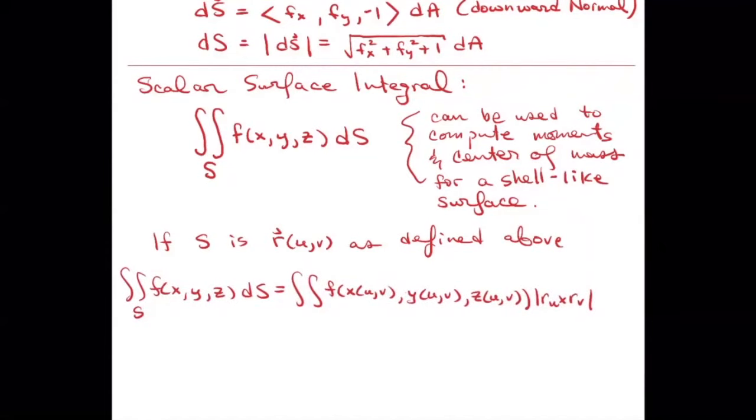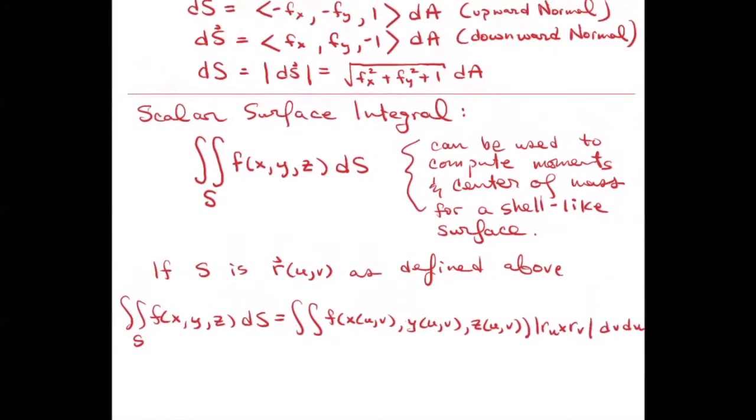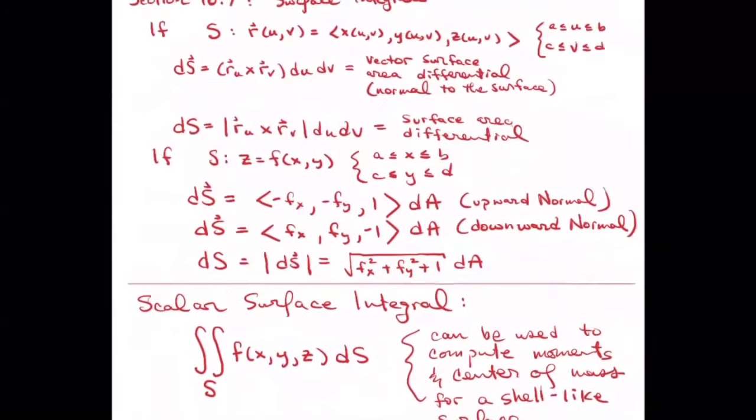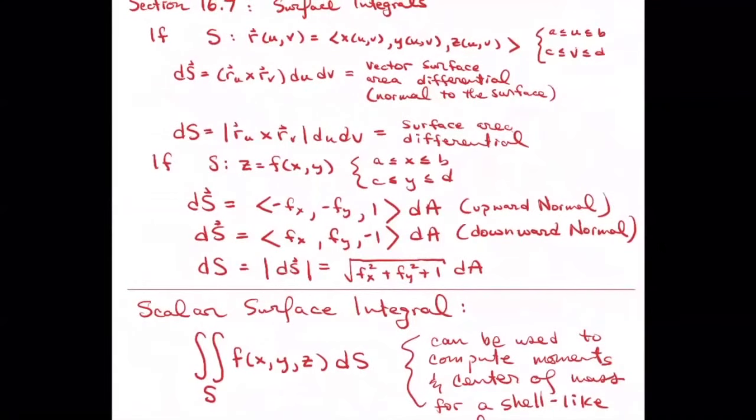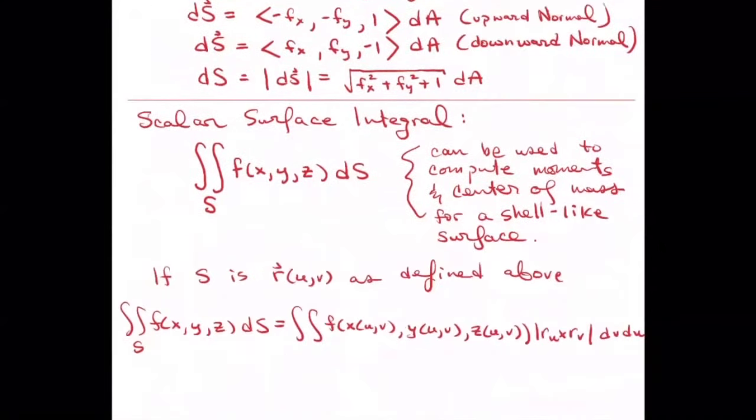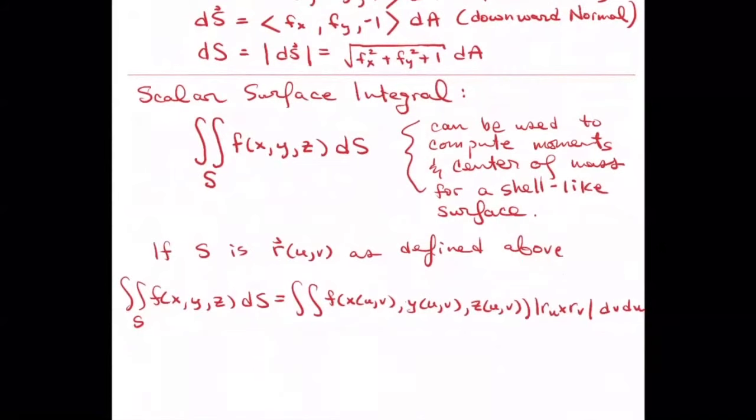Maybe I'll do dv du, somehow that sounds better to me. And then I put limits on v as being, I think we had, well, u went from a to b and v from c to d. So it's just a double integral, but all the points you're integrating over are on some surface. Okay, and you're just adding up the function everywhere on the surface and multiplying by surface area.